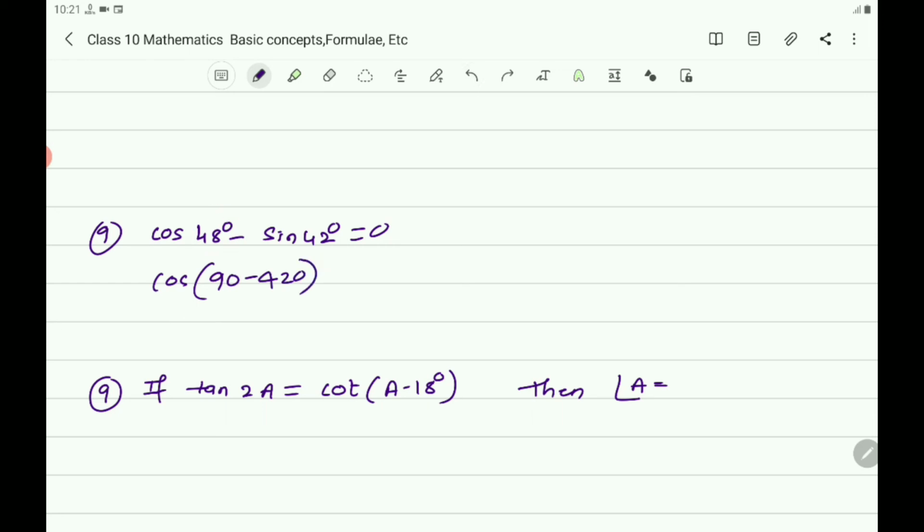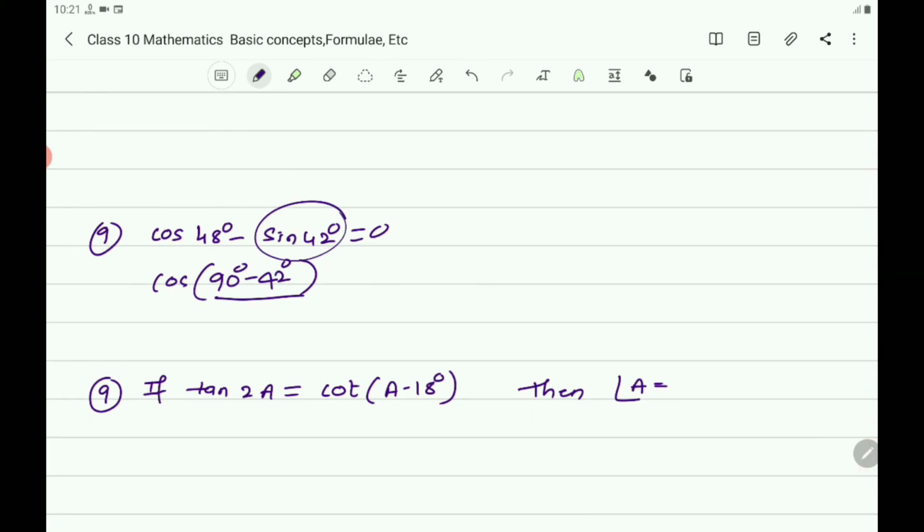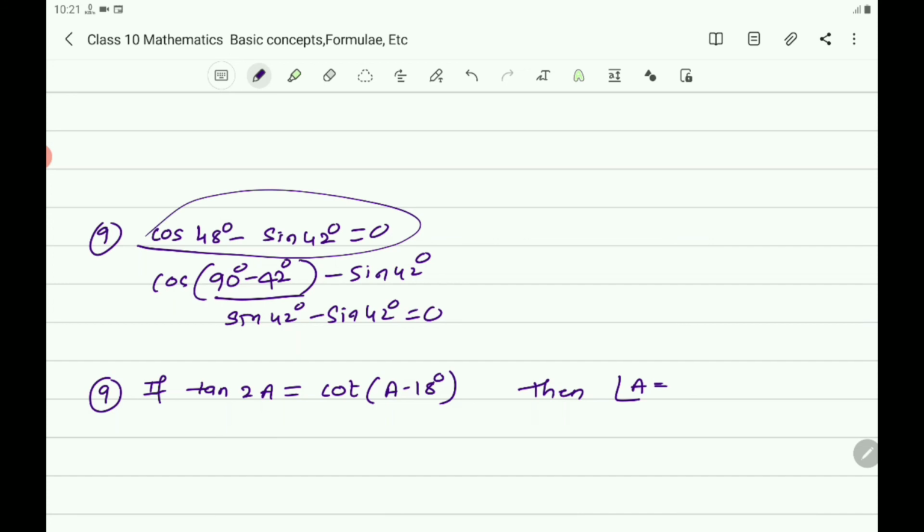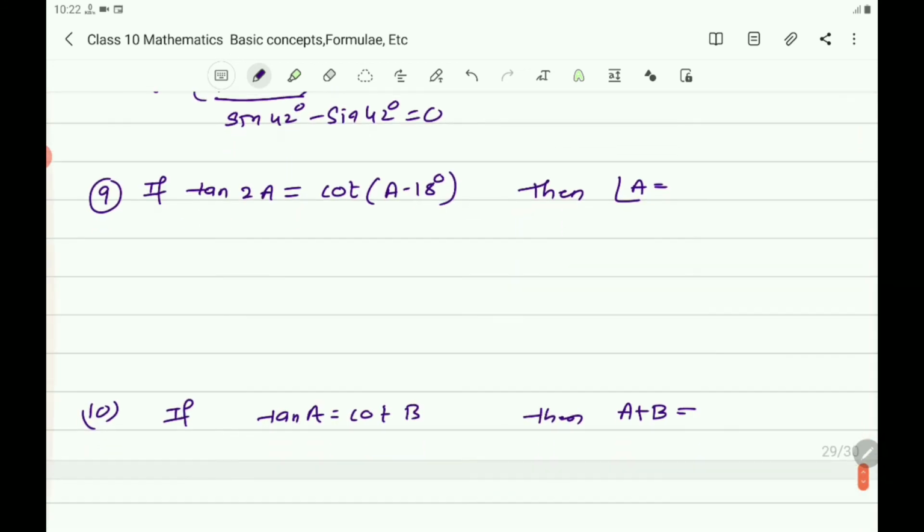48 means 90 minus 42 degree. 90 minus 42 degree, minus sin 42 degree, that is also sin 42 degree minus sin 42 degree, that equals 0. Directly you can write it as 0 if you know the concept.